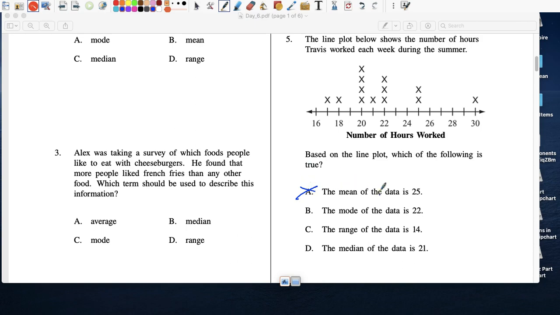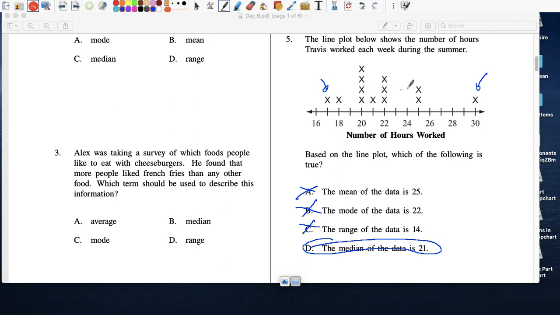The mode of the data is 22. Is 22 the one that shows up the most? No. Got it. The range of the data is 14. Range is the highest minus the lowest. The highest value in this is 30. The lowest is 17. 30 minus 17 is 13. So that's also wrong. And the median is 21. Well, just by choice, 21.